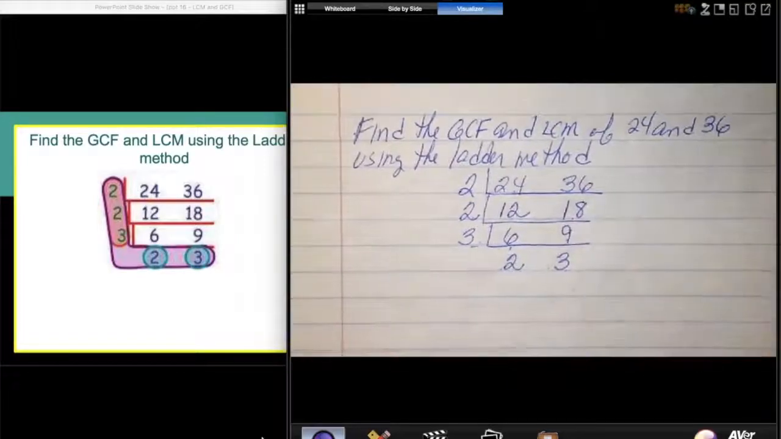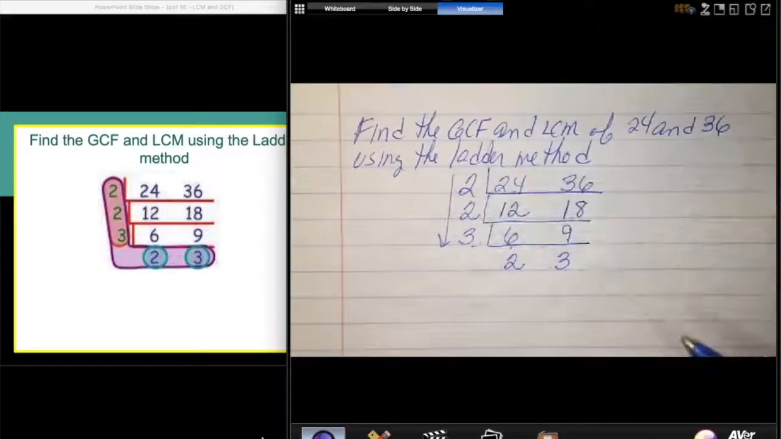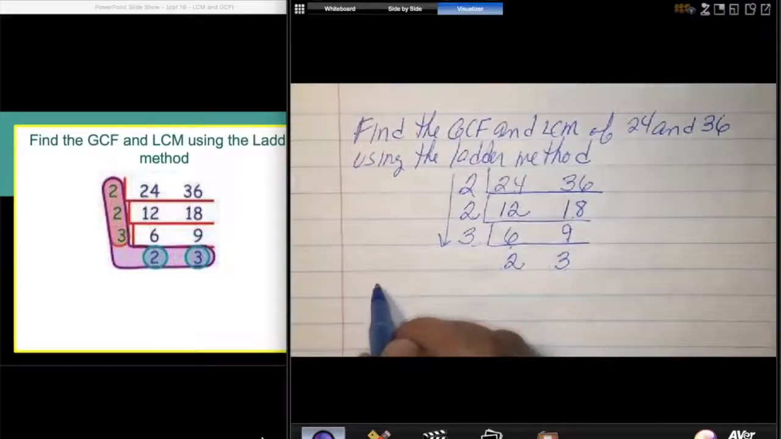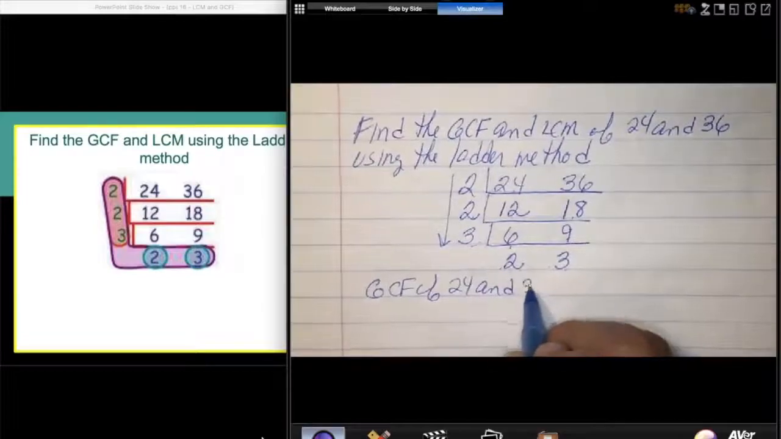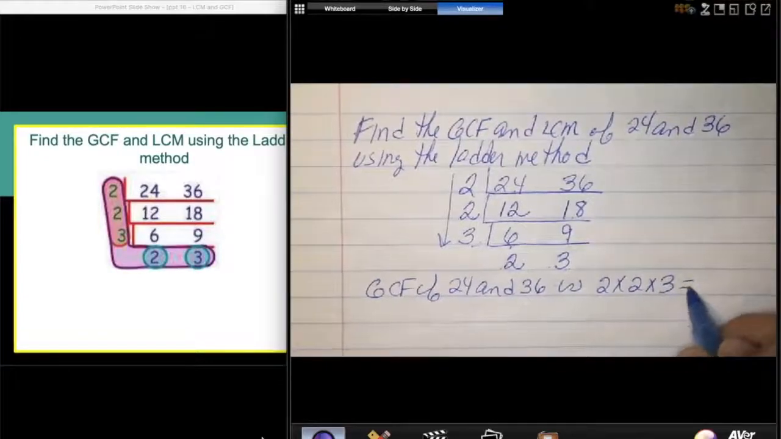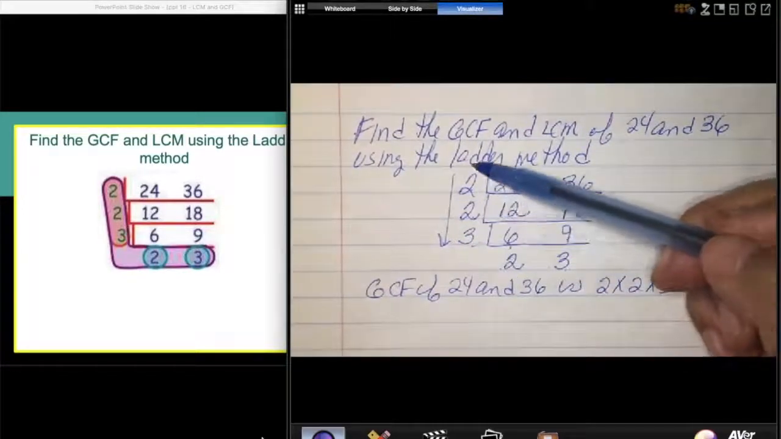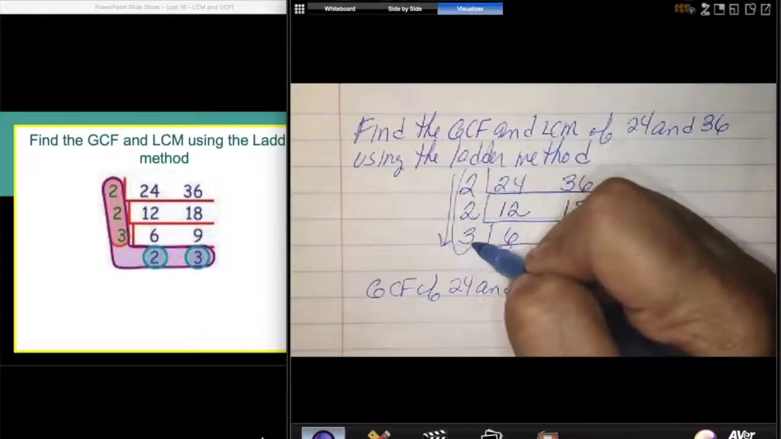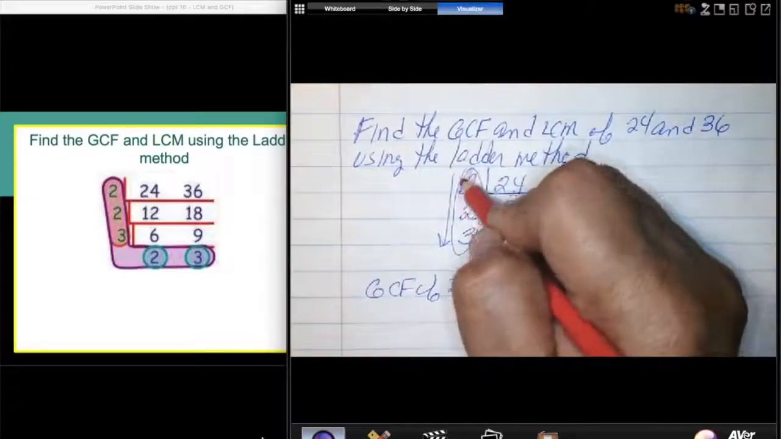If I look at the numbers outside here on the left, that will give me my GCF. So the GCF of 24 and 36 is 2 times 2 times 3, which is 12. So the GCF is found by multiplying these numbers right here. I guess we could shade them lightly. These numbers right here.